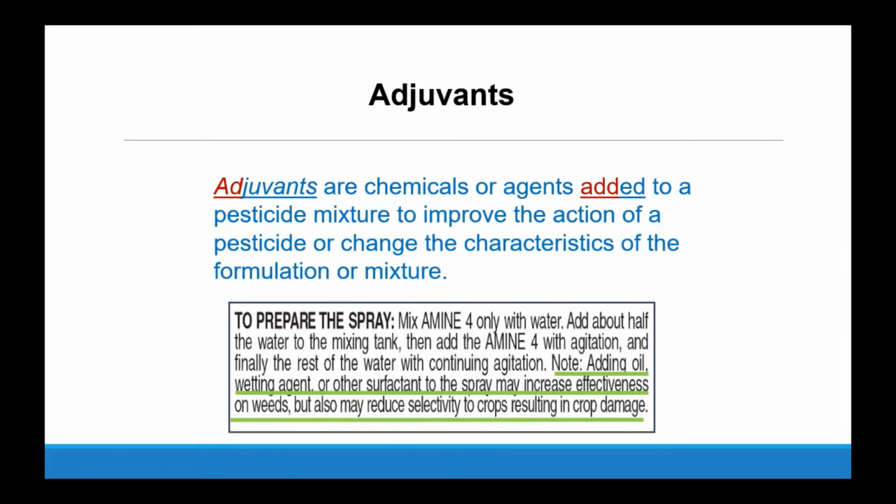Adjuvants are chemicals or agents added to a pesticide mixture to improve the action of a pesticide or change the characteristics of the formulation or mixture. Most pesticide products, especially those that are applied to foliage, contain adjuvants. However, in some situations, such as what we see in the sample label, a label might recommend adding something else to the tank. Interestingly, this label states adding oil, a wetting agent, or other surfactant to the spray might increase effectiveness on weeds, but it also might reduce selectivity to crops, resulting in crop damage.